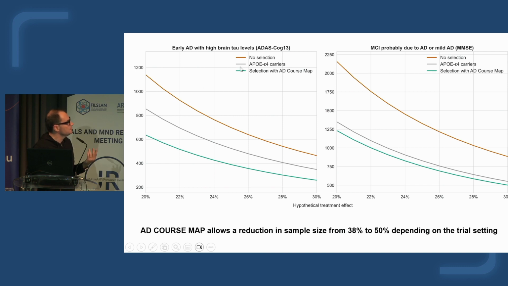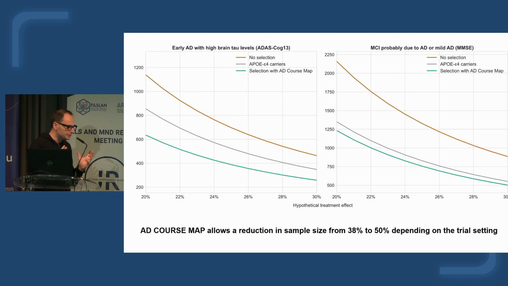If you select participants with, for instance, genetic risk factors, which are more likely to have a fast progression, then you can already decrease this number of participants by 70 or so. But if you use a prognosis score from a model that can predict the progression of the disease, then you can further reduce the sample size to 500. Depending on the setting, the outcome chosen, the trial duration and the population targeted, overall we can always significantly reduce the sample size, from 38 to 50%.